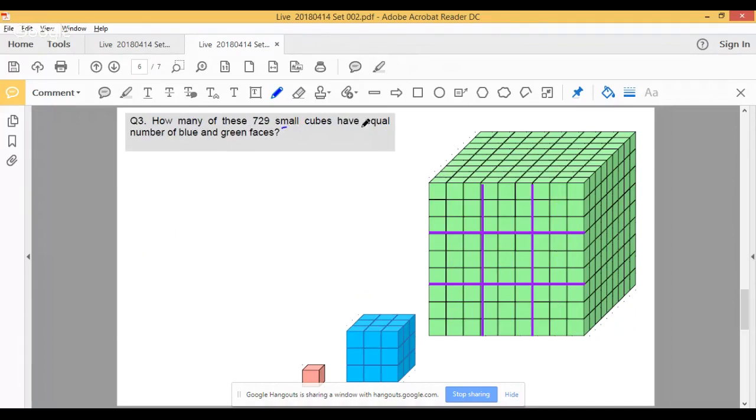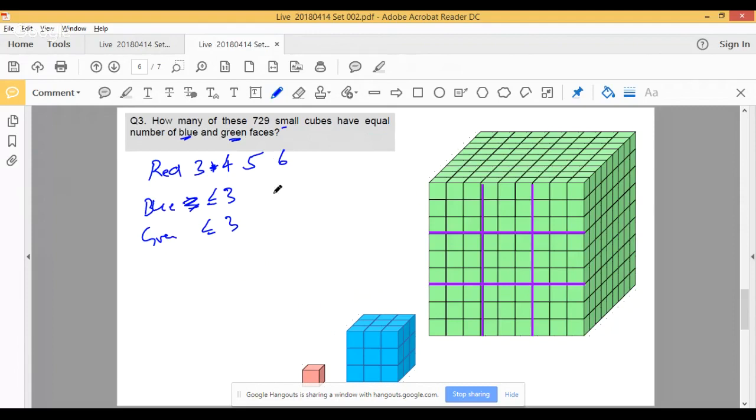How many of these small cubes have equal number of blue and green faces? Right? Now, if we go back to our original discussion, right? You know, there'll be at least 3 or more red faces, right? So you can have 3 red face, 4 red face, 5 red face, 6 red face, right? So you can have at most the number of blue surfaces will be less than or equal to 3. Number of green surfaces will be less than or equal to 3.